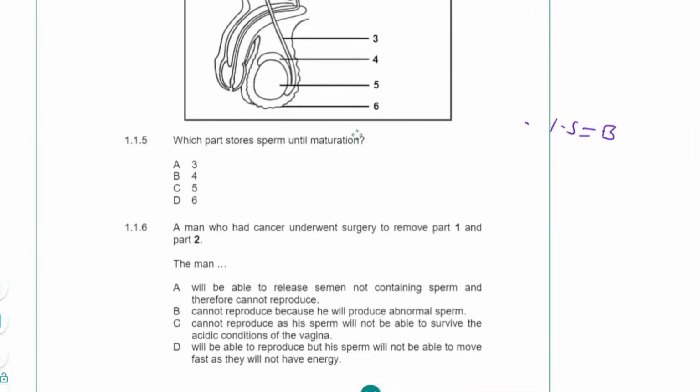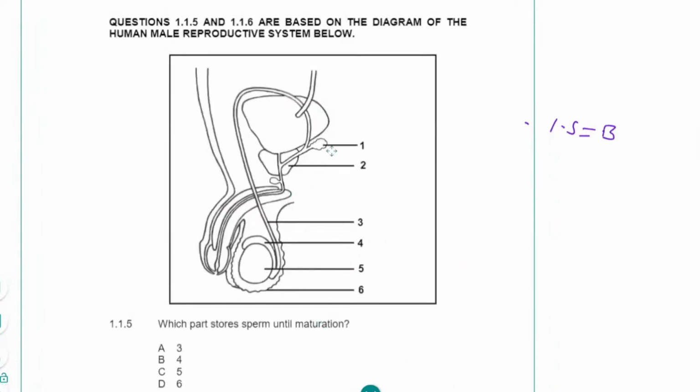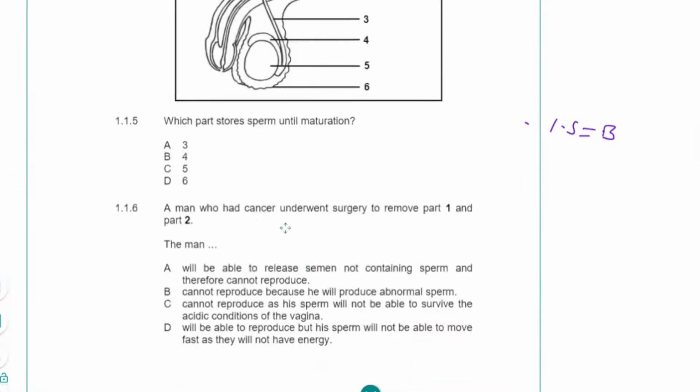And then they're saying that a man who had cancer underwent surgery to remove part 1 and part 2. So you come back and find out which one is part 1. Part 1 is seminal vesicles. Part 2 is prostate gland. But this guy had cancer, so it means that they did a surgery. The man will be able to release semen, not containing sperms, and therefore cannot reproduce.